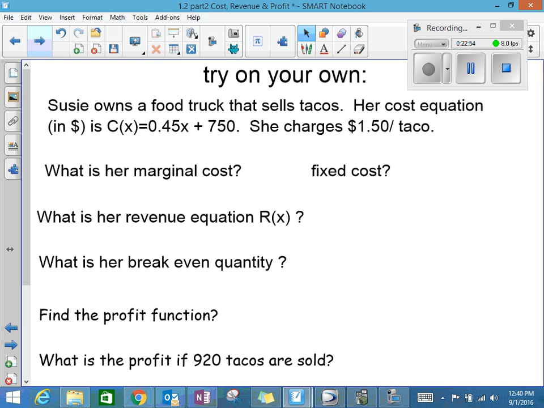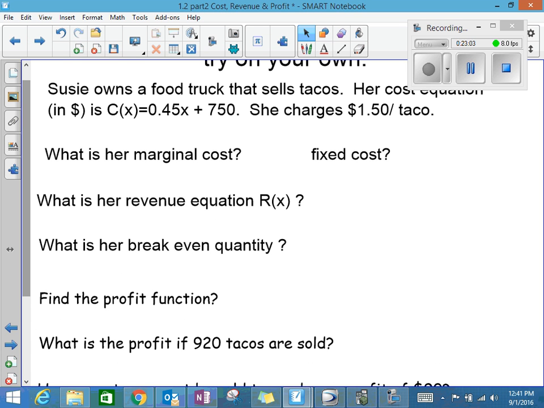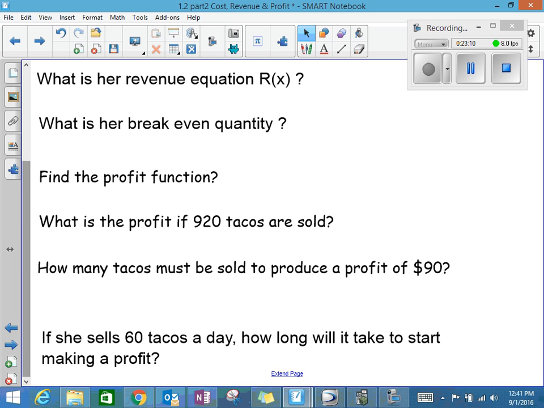Now, what I want you guys to do, again, just like we did last class, either with your partner or on your own, is work through this food truck taco equation. This takes you through setting up marginal and fixed cost, revenue, break even, and profit. Okay?